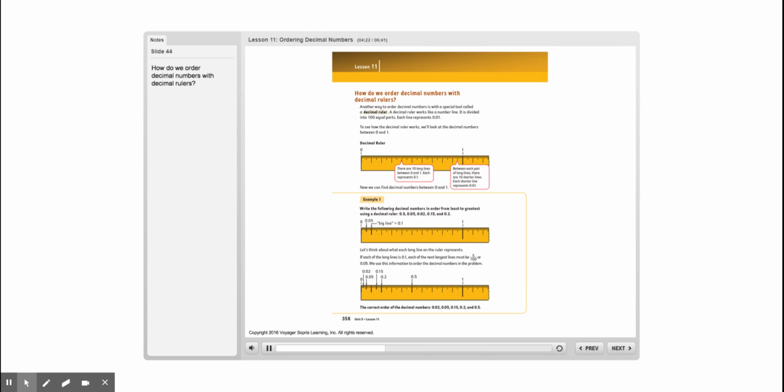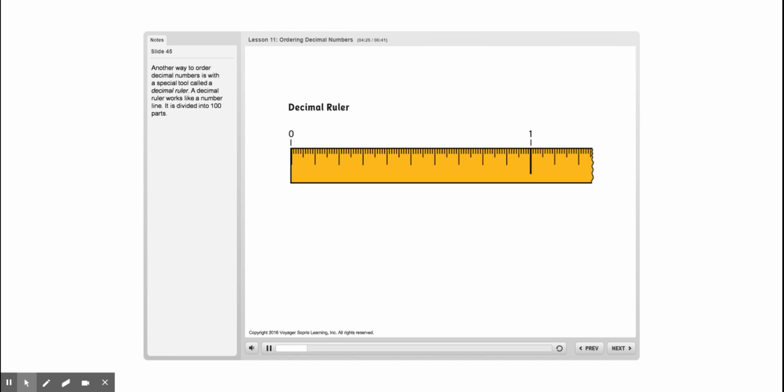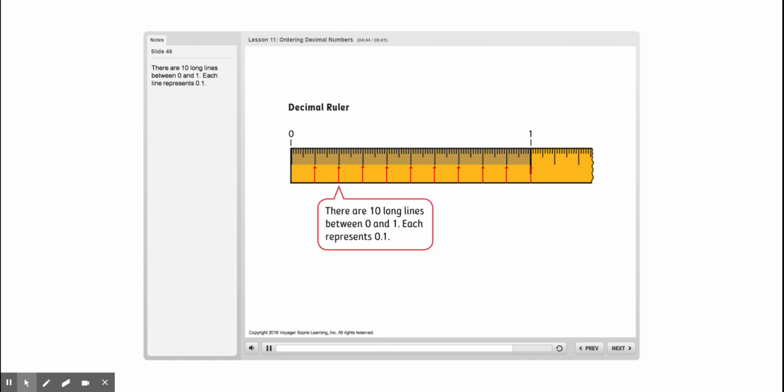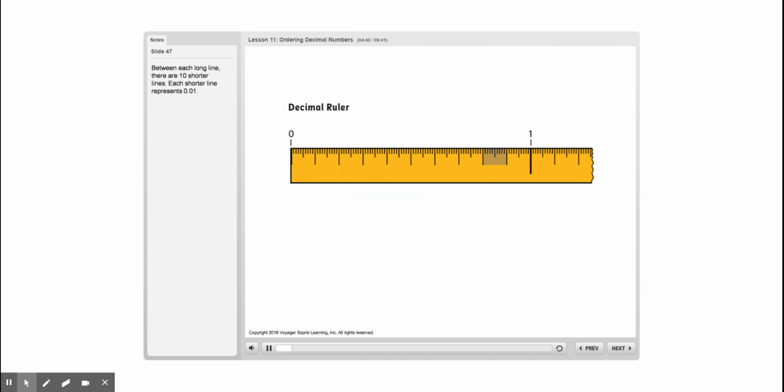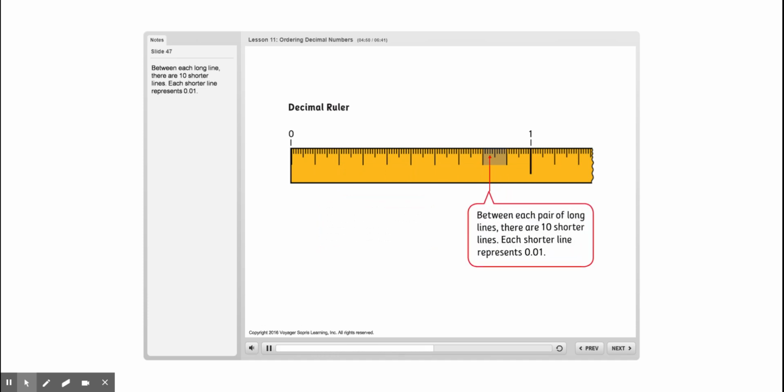How do we order decimal numbers with decimal rulers? Another way to order decimal numbers is with a special tool called a decimal ruler. A decimal ruler works like a number line. It is divided into 100 parts. There are 10 long lines between 0 and 1. Each line represents 1/10. Between each long line, there are 10 shorter lines. Each shorter line represents 1/100th.